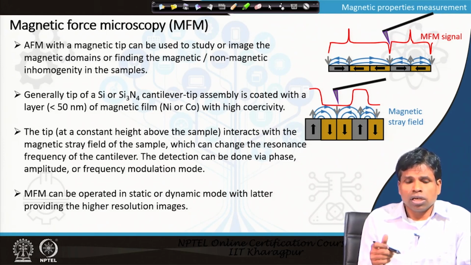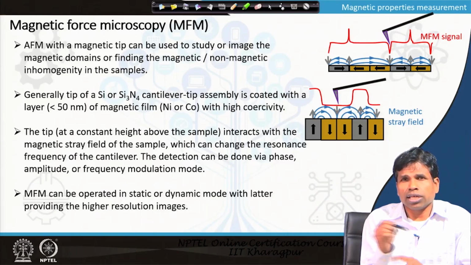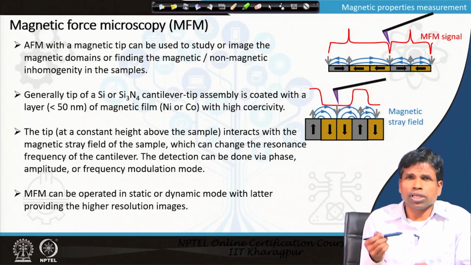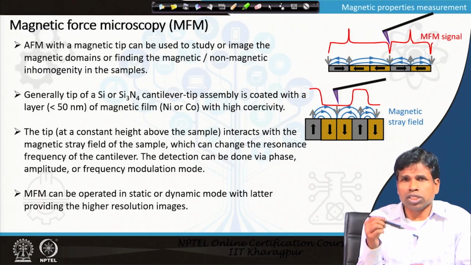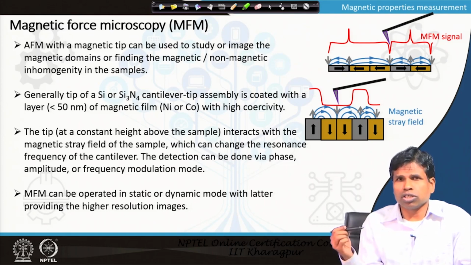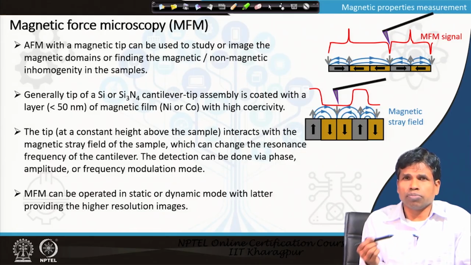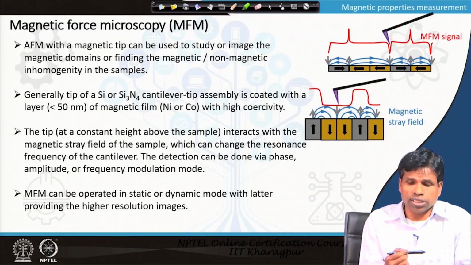Phase we have seen, the tip oscillates and we measure the phase shift. Phase shifts can be negative or positive, depending upon which we can know whether the force is attractive or repulsive. In addition to that, amplitude variation occurs. We give a drive amplitude and the response amplitude is measured, so that can also be measured, and frequency modulation can be done. Frequency may shift, the oscillation frequencies can change due to sample and tip interaction.